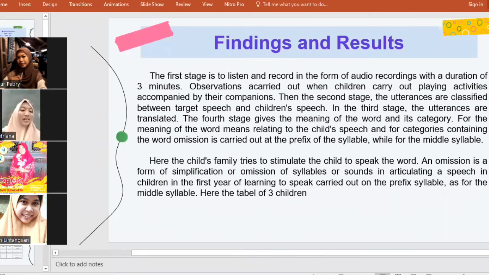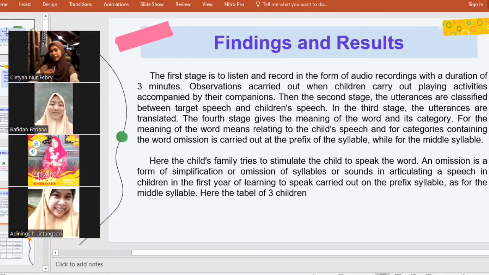The first stage is to listen and record in the form of an audio recording with a duration of 3 minutes. Observation was carried out when children were playing, accompanied by their companions. Then the second stage, the utterances are classified between target speech and children's speech. In the third stage, the utterances are translated. The fourth stage gives the meaning of the word and its category. For the meaning of the word, it relates to the child's speech, and the categories containing word omission are carried out at the prefix of the syllable while forming the middle syllable. Here, the child's family tries to stimulate the child to speak the words.